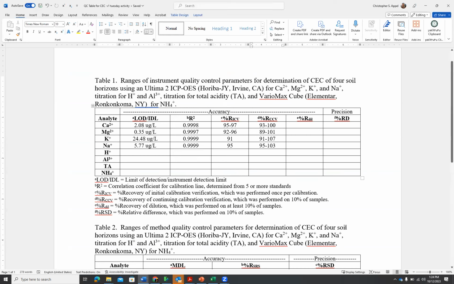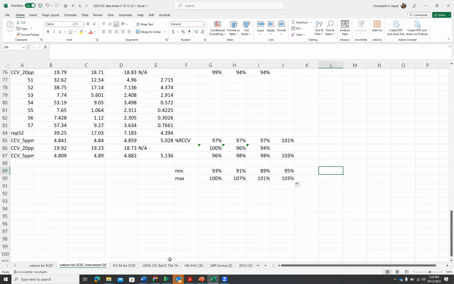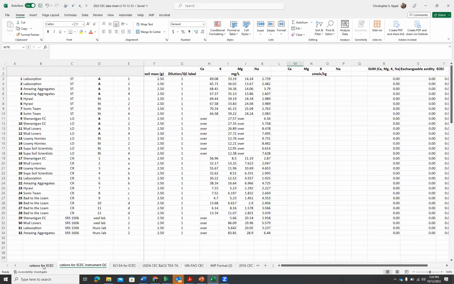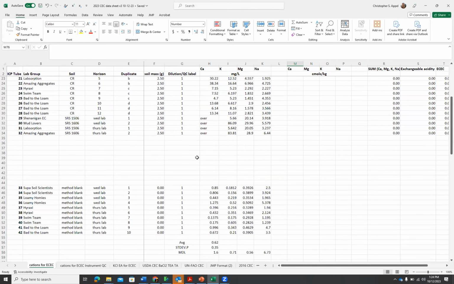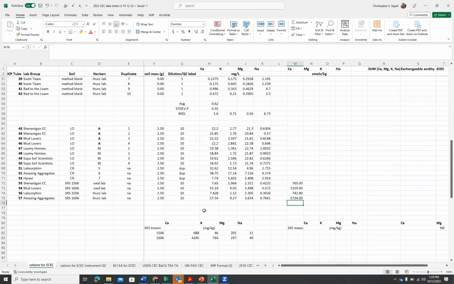All right. Next thing we come to is percent recovery of diluted samples. Right. So percent recovery of diluted samples. Let's see. I think for that one, we need to look at our cations for ECEC tab because this is where we have some diluted data. And here we go.